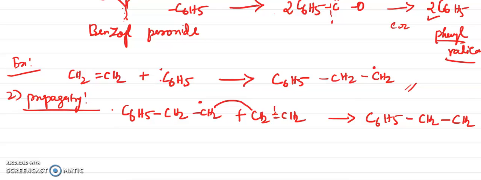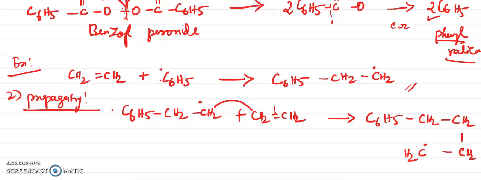So that you will get a structure of C6H5 bond CH2 CH2, and here CH2 CH2. There is a free radical, got it? So it is a continuous process of the propagating step. C6H5 CH2 CH2. Again there is a connection of CH2 CH2 here because of the ethene group. So what happened here? There is a presence of free radical here again. Again what will happen?